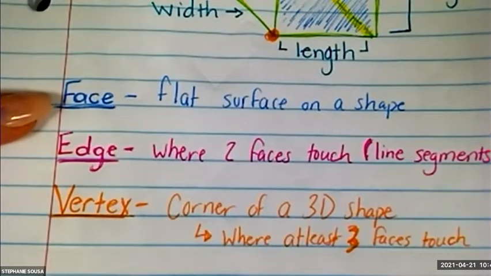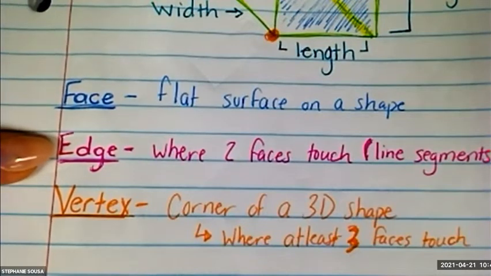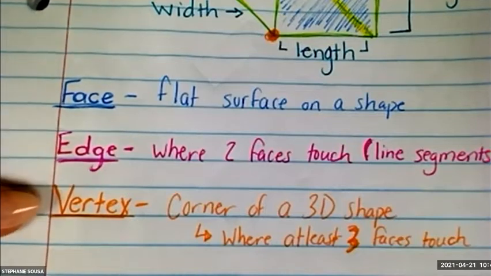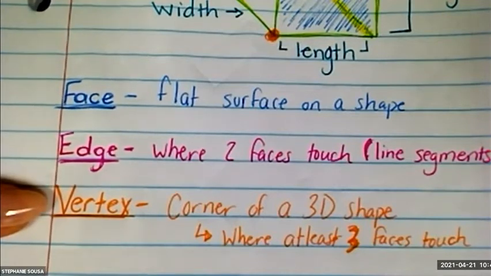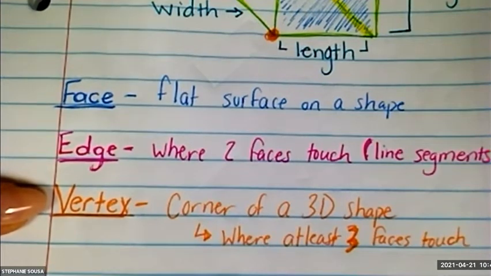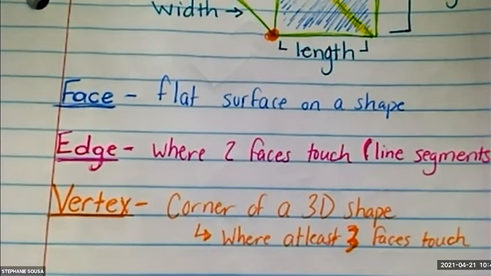A face is a flat surface on a shape. An edge is where 2 faces touch. A vertex is the corner of a 3D shape where at least 3 faces touch.